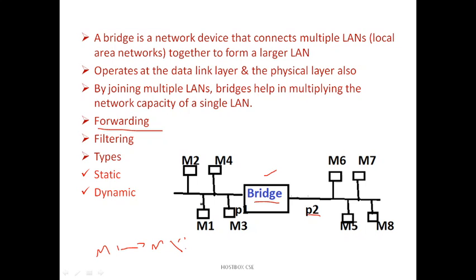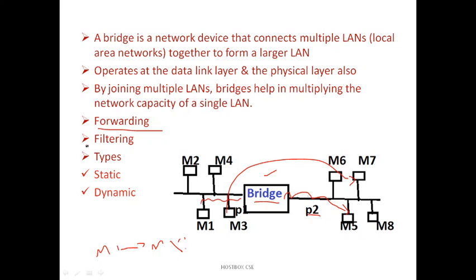The message will keep on going to the bridge. From the bridge, with the help of the bridge, it moves to M5. Like that you can forward, or else if M3 wants to communicate with M7, it can easily communicate. That is possible. Next, the point given here is filtering.